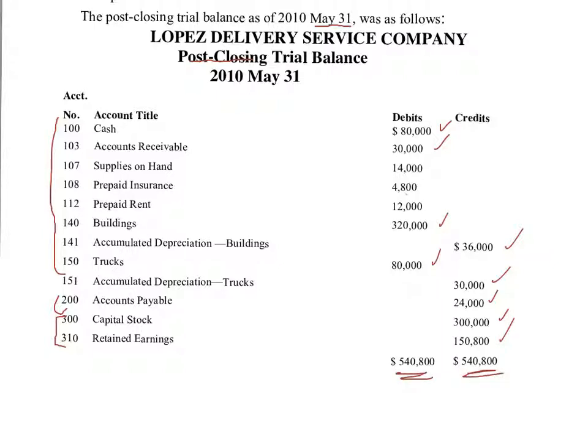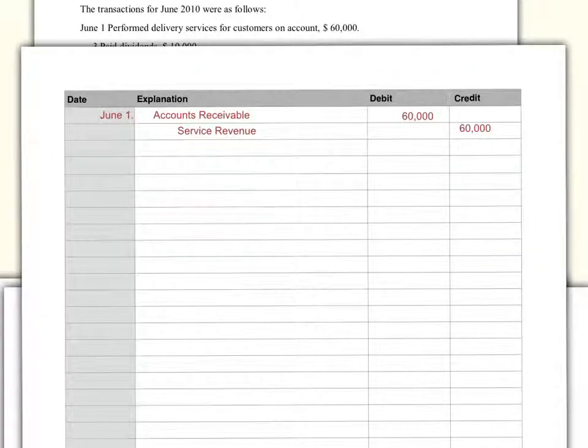So now we can start June 1st. These are the only accounts in our record, in our ledger, that have any balances. As we go through June, any transactions where I earn revenue, I will open a revenue account. And when transactions incur expenses, I will open then an expense account. To begin with, the first transaction, June 1st, perform delivery services for customers on account, $60,000. June 1st, debit, accounts receivable, $60,000, and credit, service revenue.